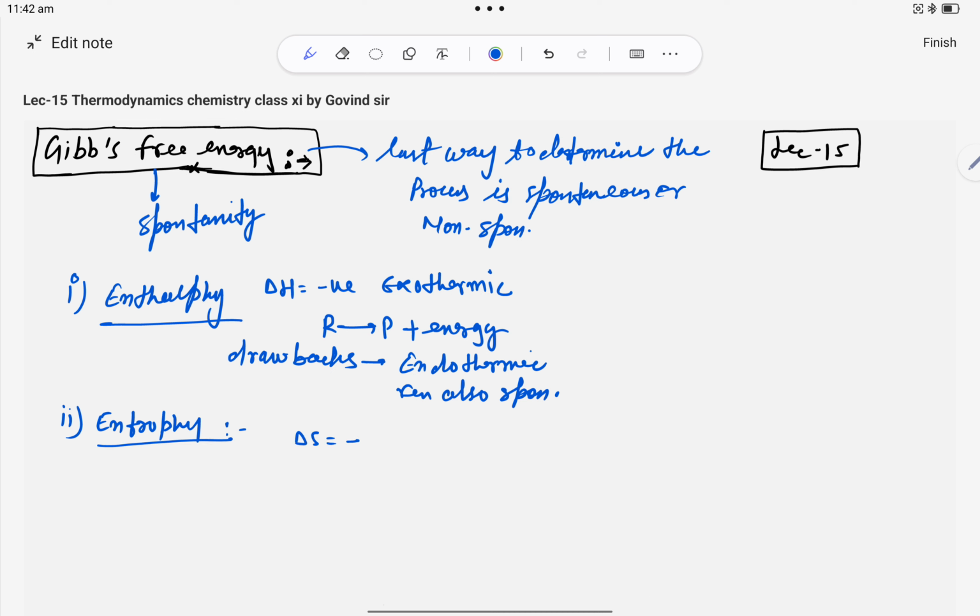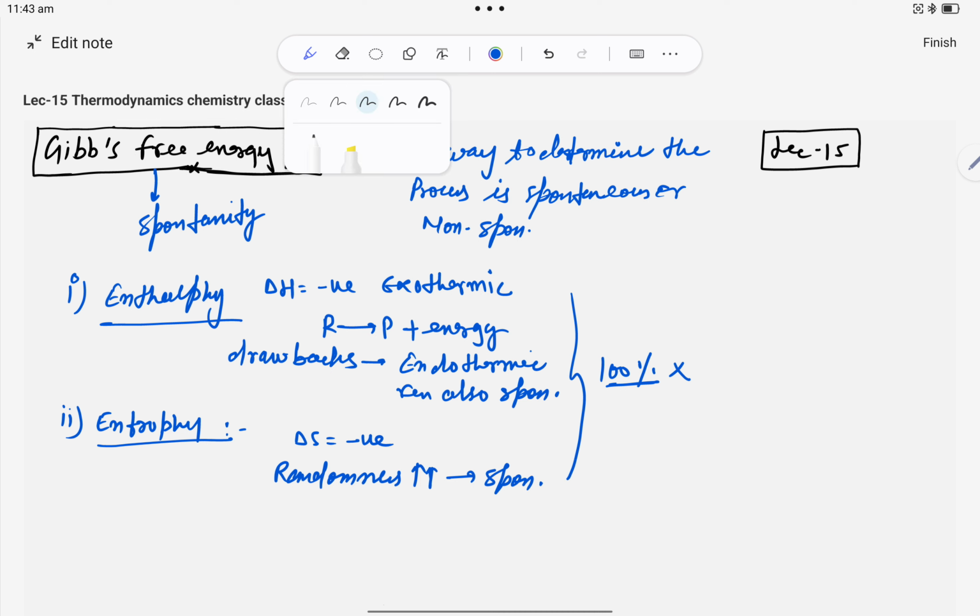Delta S positive, randomness increases, then the process will be spontaneous. Here also there are some drawbacks. So these are not 100% correct methods to determine whether the process is spontaneous or non-spontaneous. Then we have to go through Gibbs free energy.